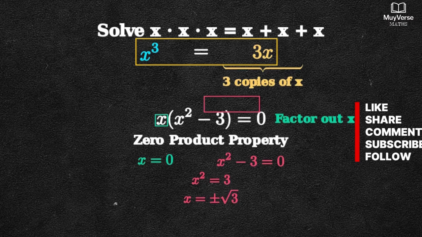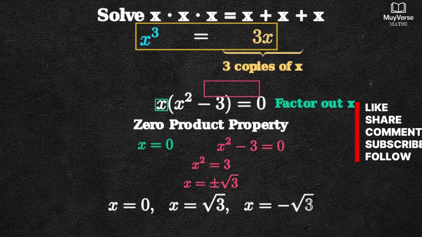Final answer: x equals 0, x equals square root of 3, or x equals negative square root of 3.